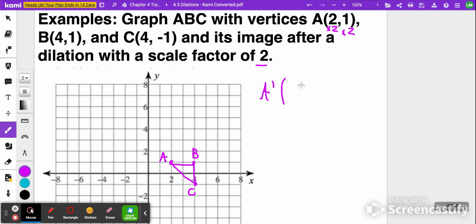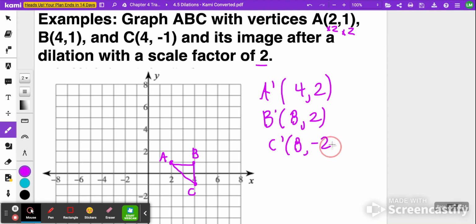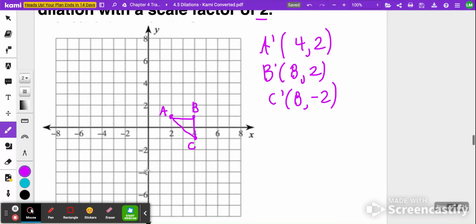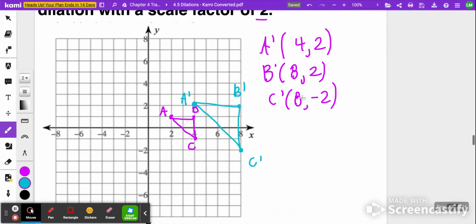2 times 2 is 4, and 1 times 2 is 2. So we're just doubling those points. B prime would be (8, 2), and C prime would be (8, -2). So let's see now what those look like after we graph our new points. So here is our image now, and notice that our triangle has grown twice the size because we doubled the points on the coordinate plane.